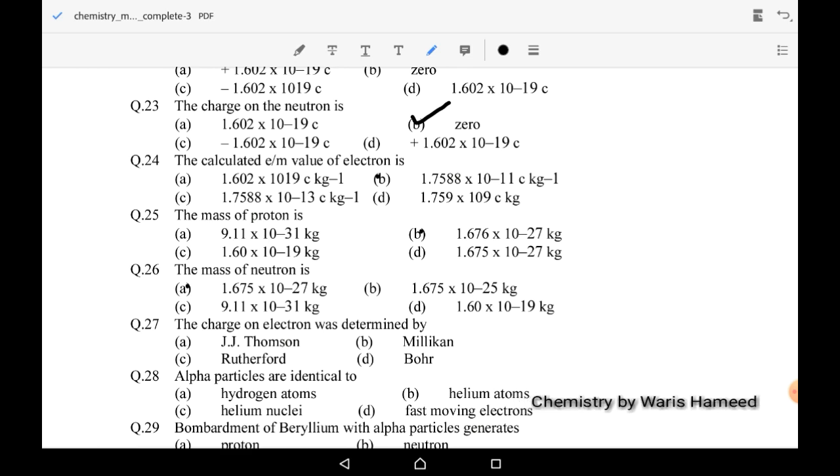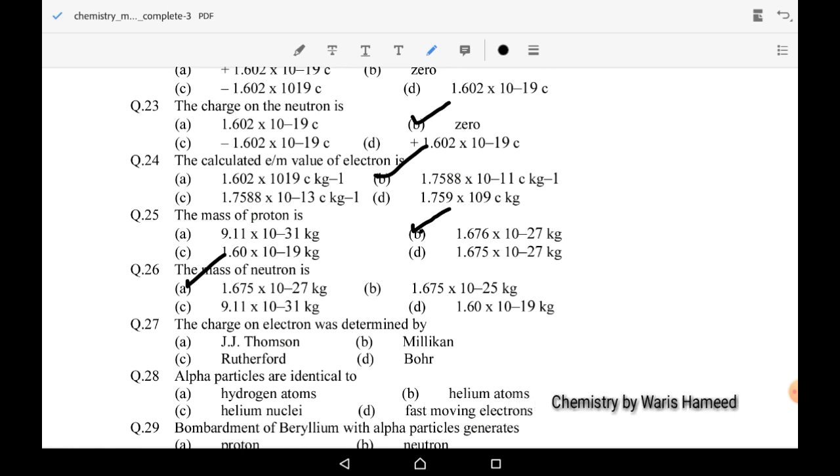The calculated e over m value of the electron is 1.7588 multiplied by 10 raised to power 11 coulomb per kilogram. The mass of proton is 1.676 multiplied by 10 raised to power minus 27 kilogram. The mass of neutron is 1.675 multiplied by 10 raised to power minus 27 kilogram.